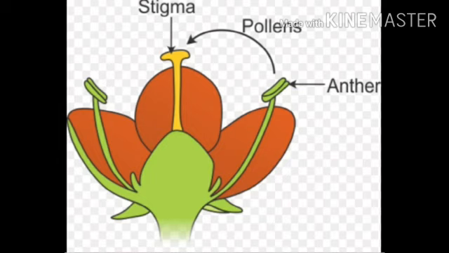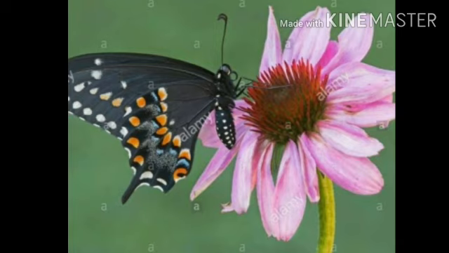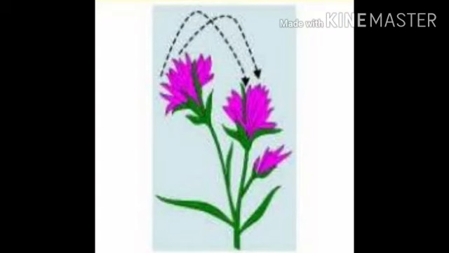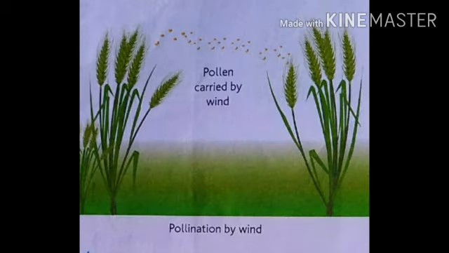Today I am going to explain pollination. What is pollination? The transfer of pollen grains from the anther to the stigma of a flower by various agents is called pollination. The pollen grains are transferred within a plant or from one plant to another plant with the help of wind, water, birds, and insects. These are called the agents of pollination.